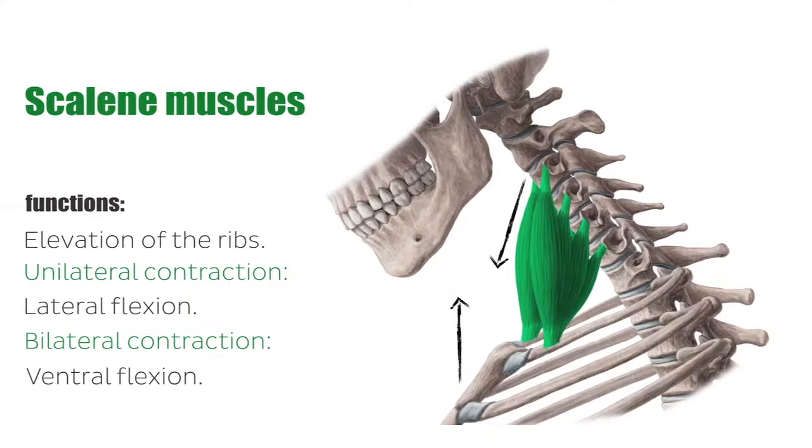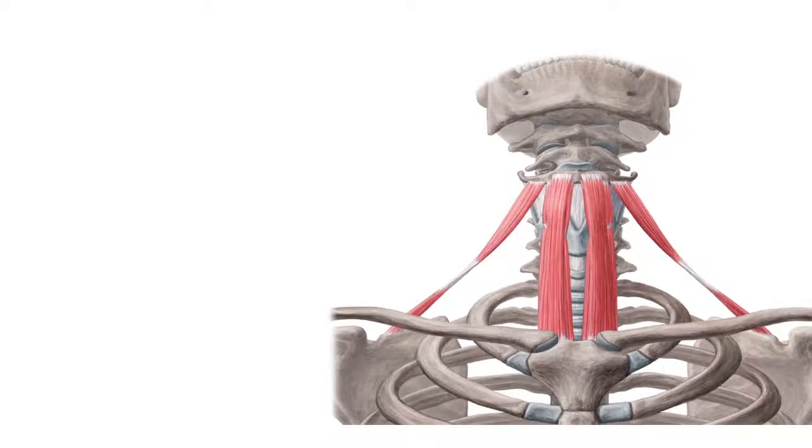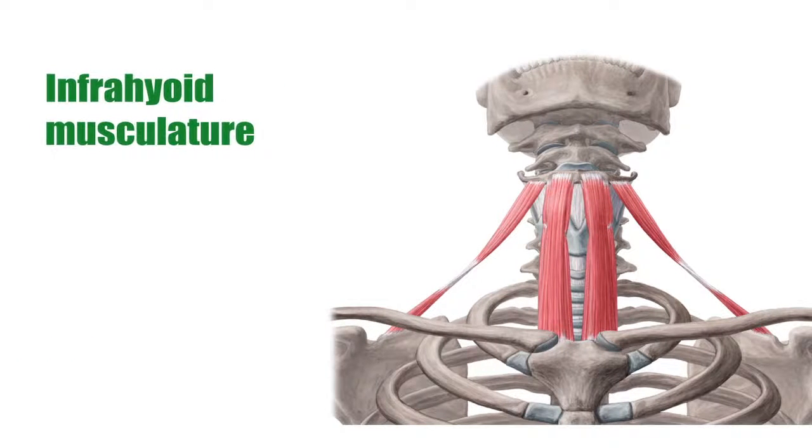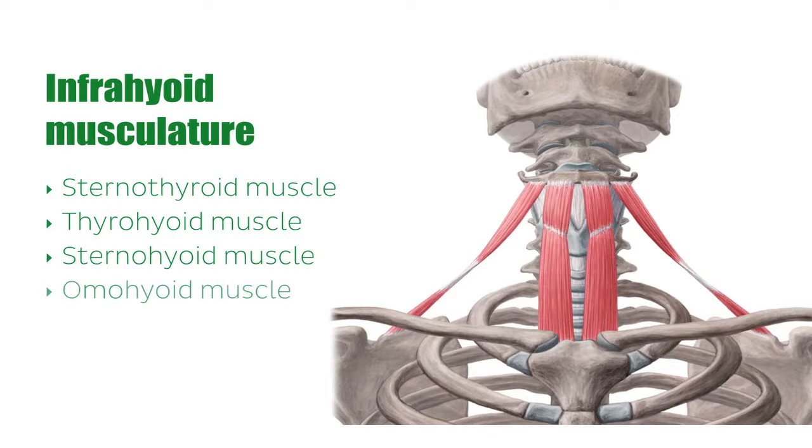We are now ready to move on to the next group of muscles that you see now on the screen. These are known as the infrahyoid muscles, and there is a list of 4 muscles that we need to go over: the sternothyroid, the thyrohyoid, the sternohyoid, and the omohyoid. Now do not panic. These names are a bit tricky, but they offer you clues on where these muscles are going to be attaching.